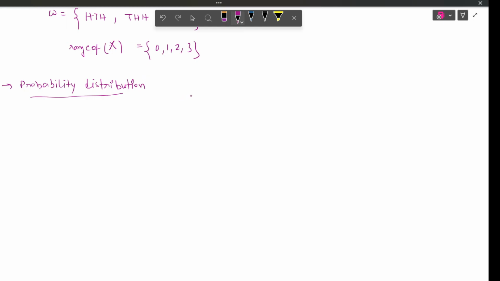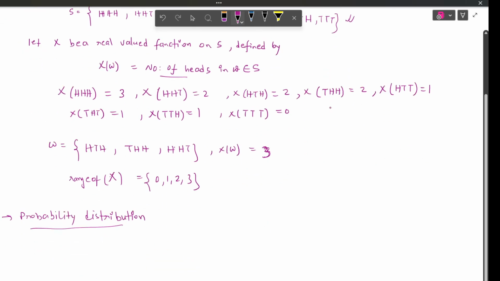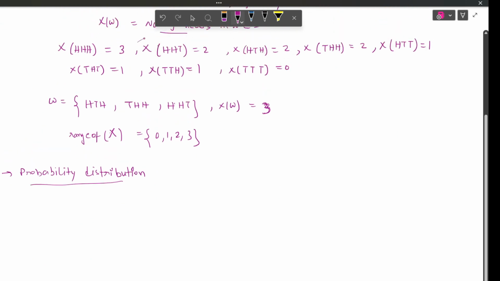Let us say we have tossed 3 coins simultaneously, and let X be the random variable defined on the sample space. We have the same sample space, we will use this same sample space. Now, this X of W is actually representing the number of heads. So it is 2. Okay, I'm extremely sorry. This will be 2.